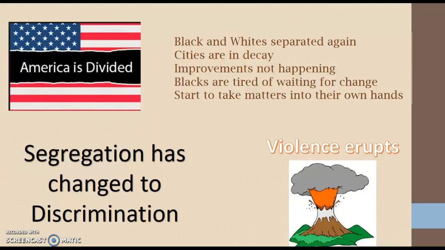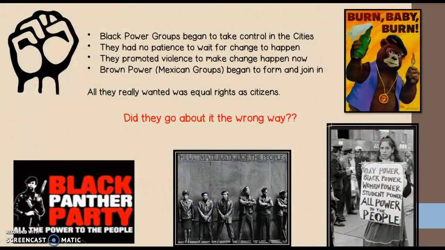Both sides start to take matters into their own hands, and when that happens, it's like an explosion. So this explosion happens in these big cities. The black people don't want to wait anymore to get the justice they think they deserve. They left the segregated South because they were not treated right there. They moved to the North in the cities where they thought it was going to be equal and better, but it turns out it's not better for them.